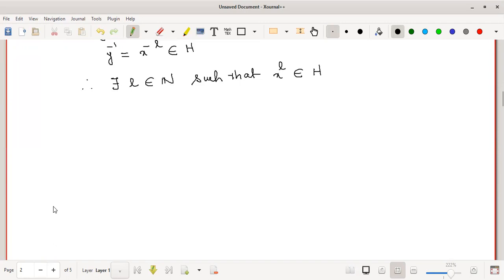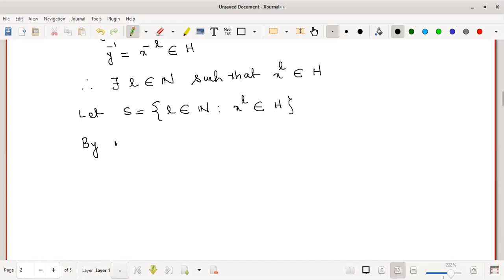Let us consider this. Let S be the set of all such natural numbers. I know there exists some natural number. Now I am going to choose all such natural numbers. So let S be the set of all such natural numbers L, such that x to the power L belongs to H. Right? This is a subset of the set of naturals. So by well ordering principle, this set must have a smallest element.